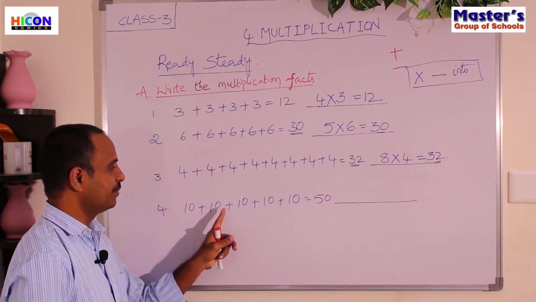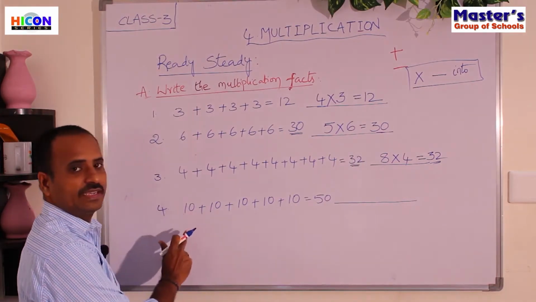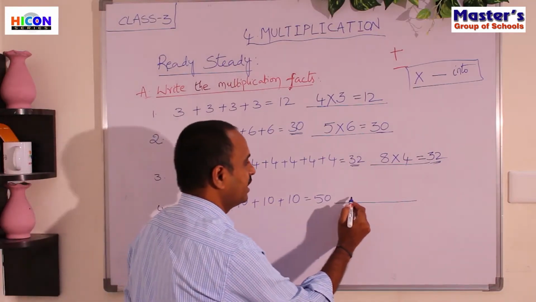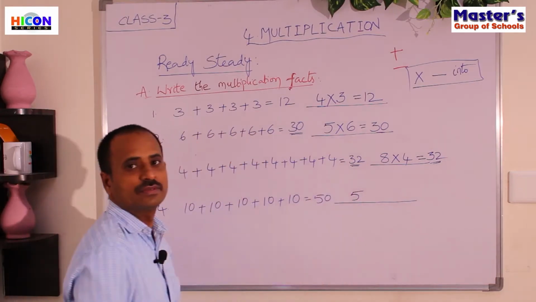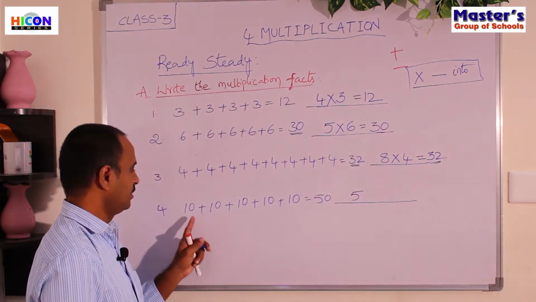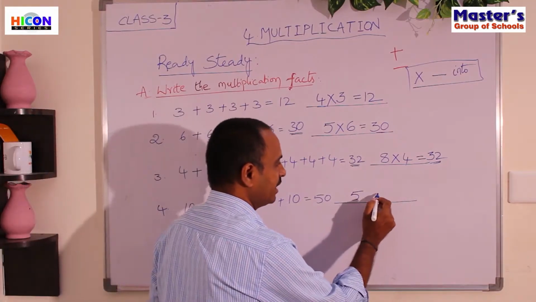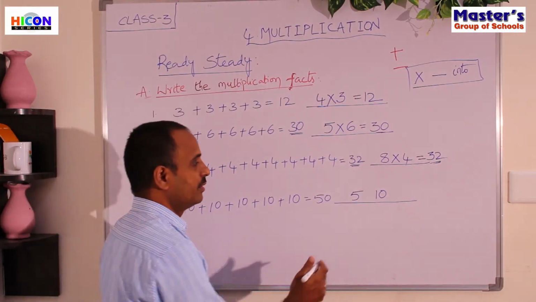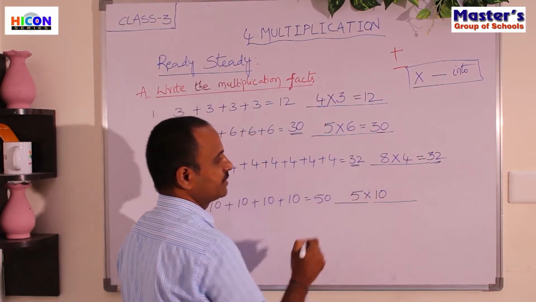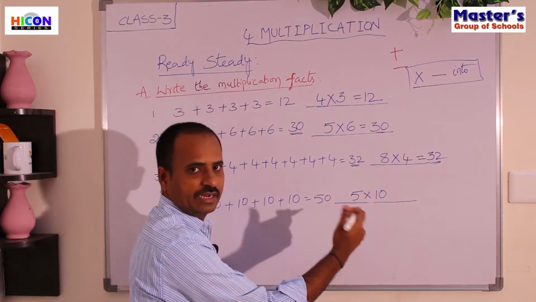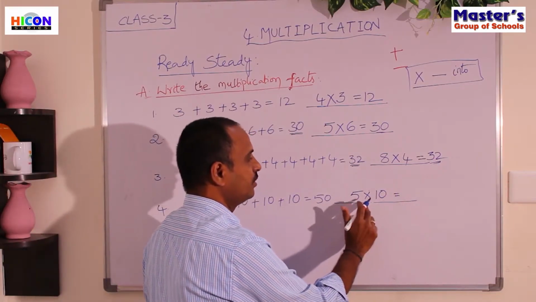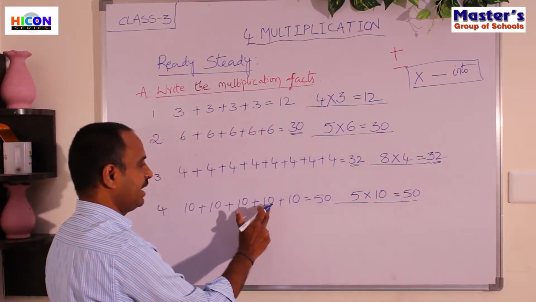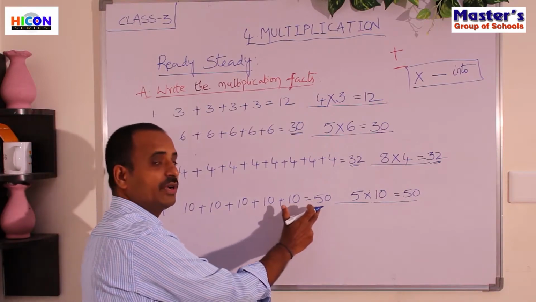So how many times is the number 10 repeated here? The number 10 is repeated 1, 2, 3, 4, 5. So the number 10 is repeated 5 times. And which number is repeated? The number 10 is repeated. So write 10 next. And then what do you have to do? Put the symbol into in between the two numbers. That is 5 into 10. So children, how much is it equal to? 5 10s are 50. So if we add 10 five times, we got the same answer 50.